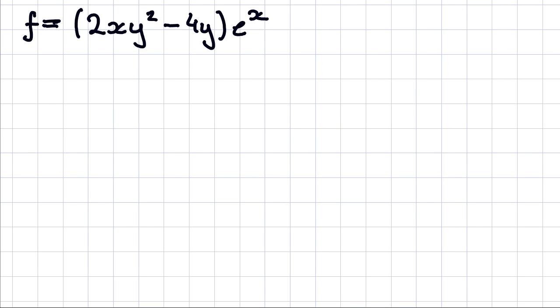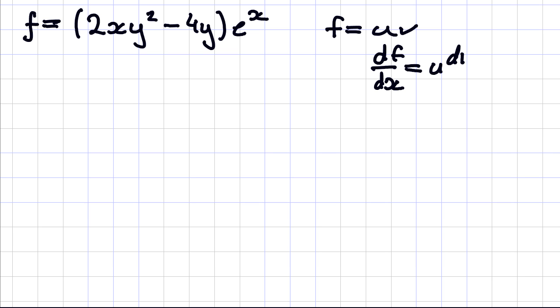We want to take the first and second partial derivatives of this function f. So one of the first things we're going to need to know is the product rule for differentiating a product. So when f is u times v, then df dx is u dv dx plus v du dx. And although I've written it for normal derivatives, this is equally true for partial derivatives.